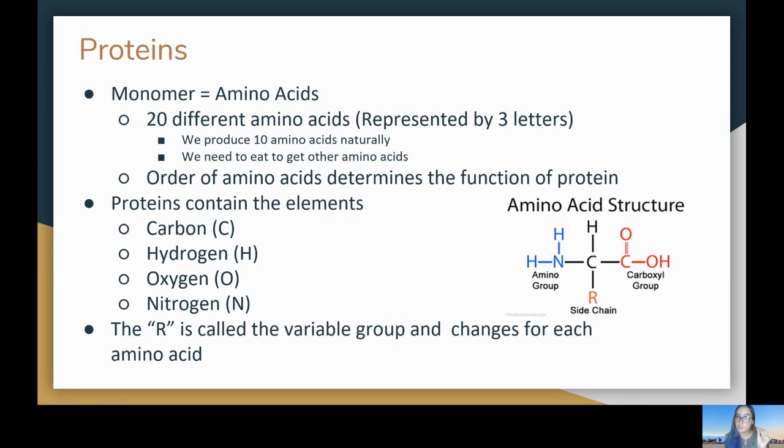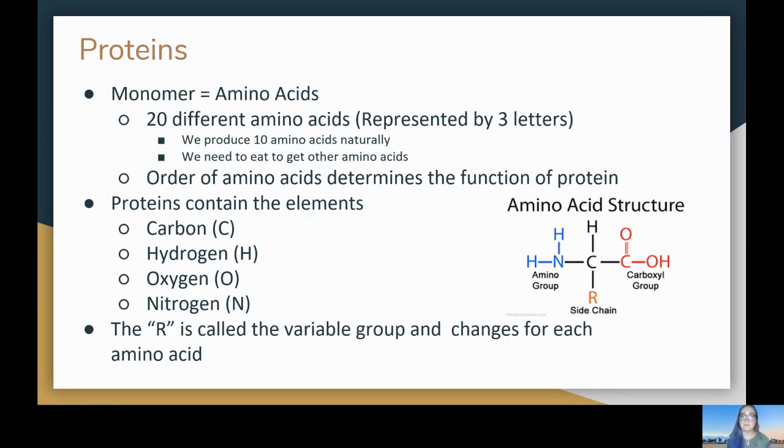So we've moved on from CHO, from carbs and lipids, and now we have CHON, carbon, hydrogen, oxygen, and nitrogen. So proteins have nitrogen. This is our new element in our biomolecule of proteins, okay? But remember, all three have carbon, hydrogen, and oxygen. Proteins just have an extra one, nitrogen, okay?